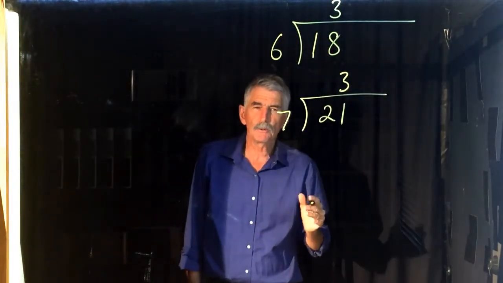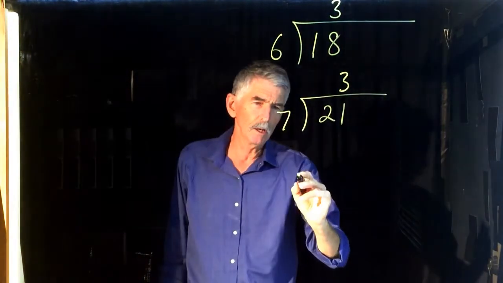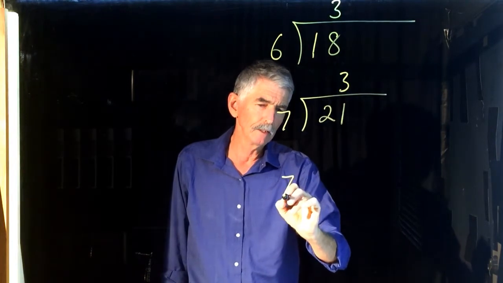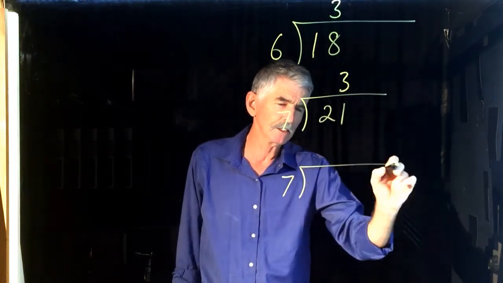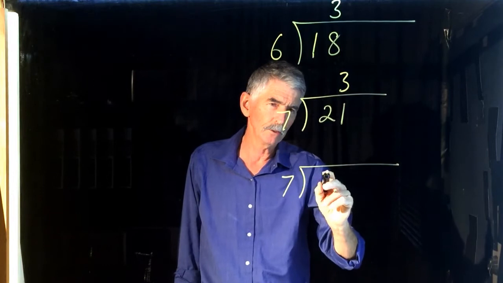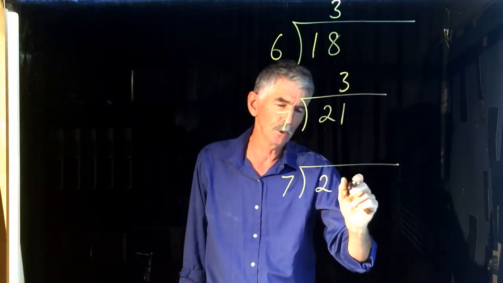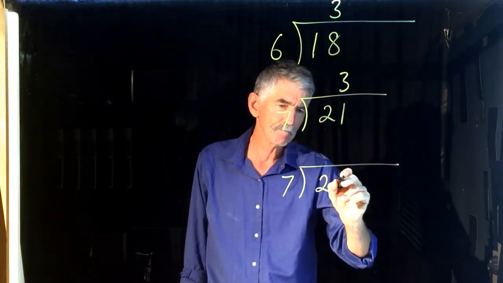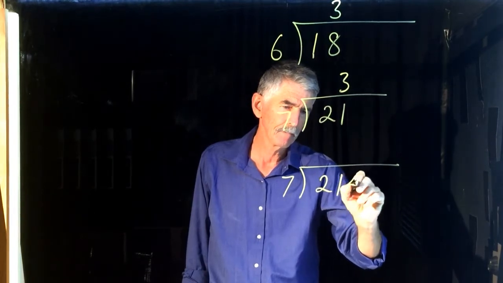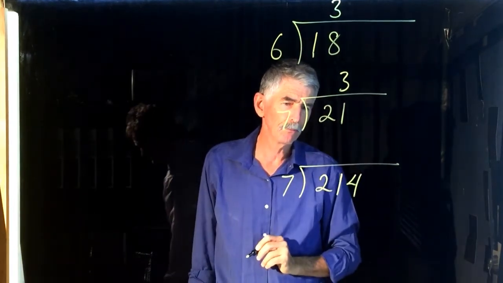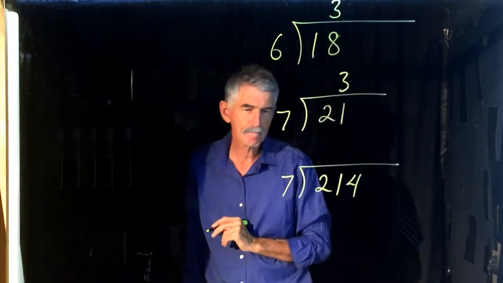Now we can go a little bit further than this, so how about we try using 7 as a divisor, and we're going to go 7 into 214.